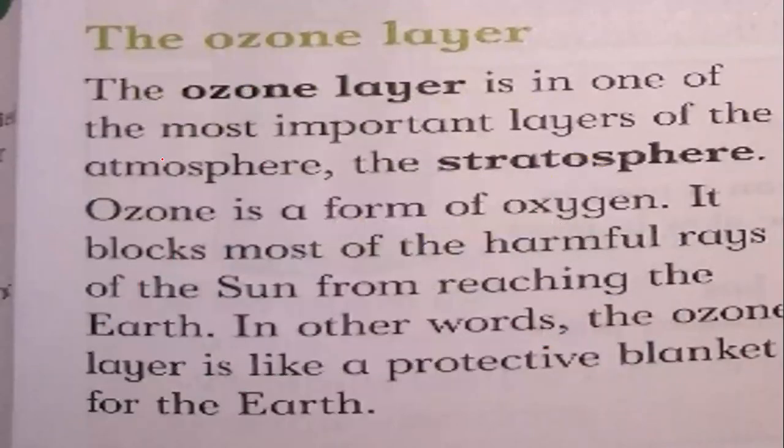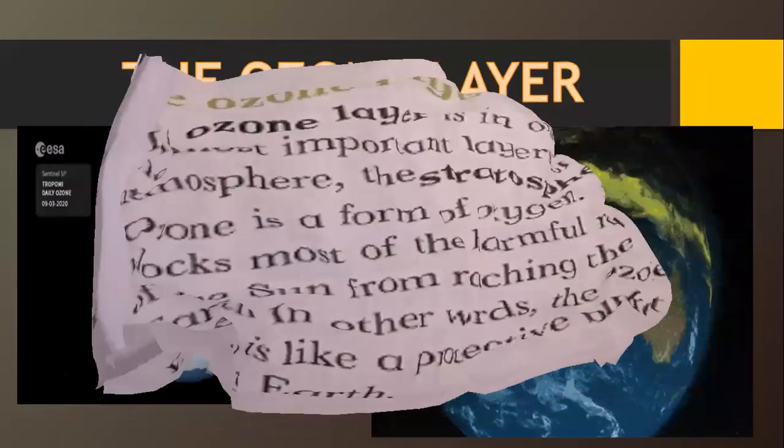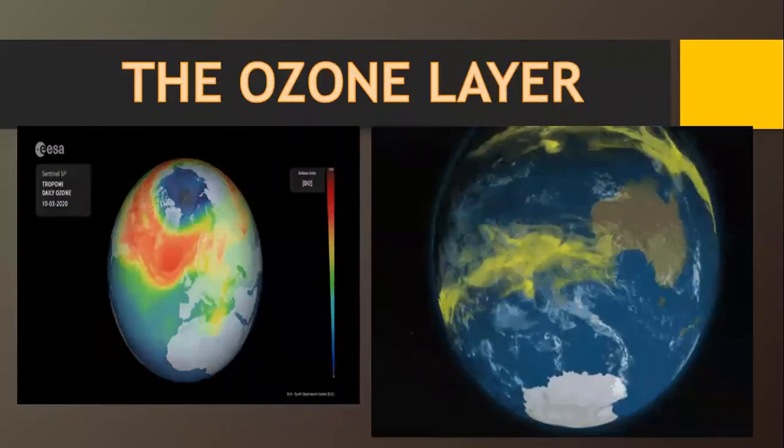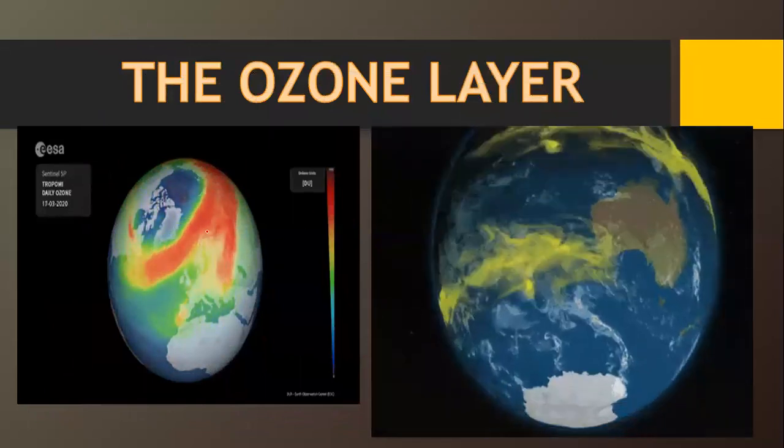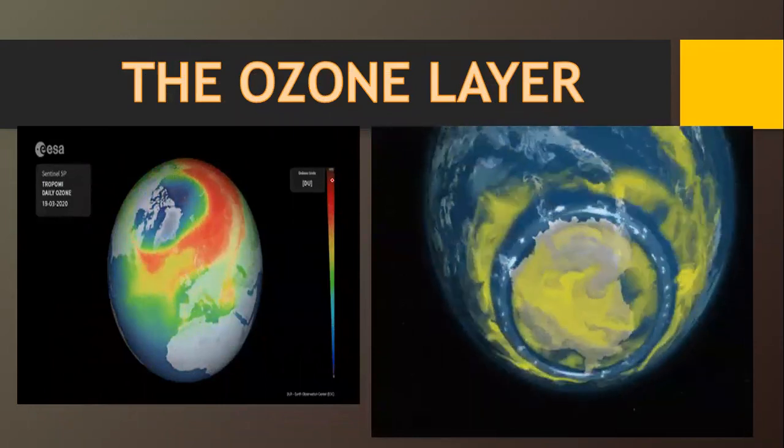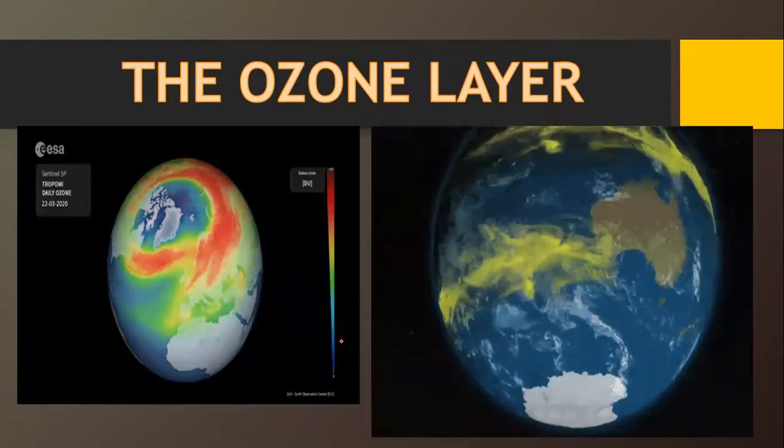The ozone layer is in one of the most important layers of the atmosphere, the stratosphere. Ozone is a form of oxygen. It blocks most of the harmful rays of the sun from reaching the earth. In other words, the ozone layer is like a protective blanket for the earth. Yes, students, you see the ozone layer over here. The red color shows the ozone layer of the earth.